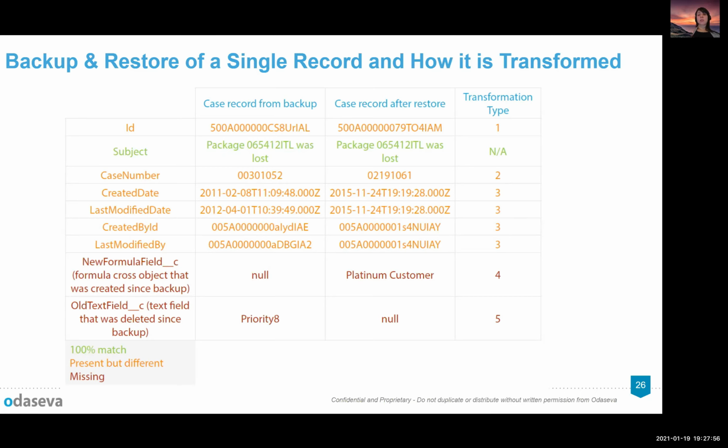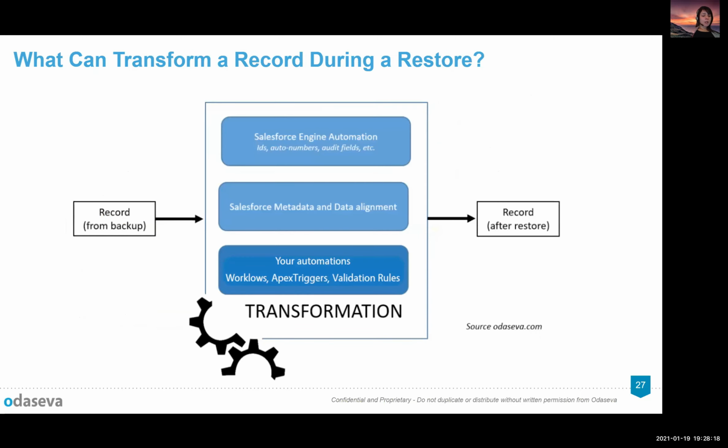So all those transformation types that we have counted down to 5 just for one single record can be avoided. You can bypass all of those, pun intended. So what are those strategies to avoid that data transformation? First, let's look at a record from the backup and what can get it transformed. By design, Salesforce may transform your data during the restore process. The ID, the auto number, the audit field, and so on. We've talked about it already.